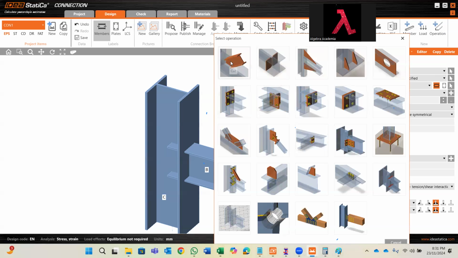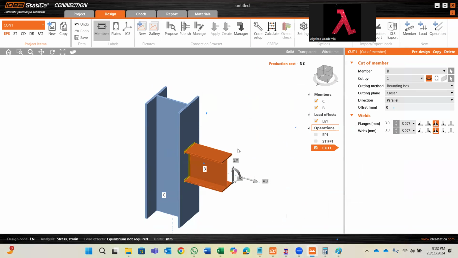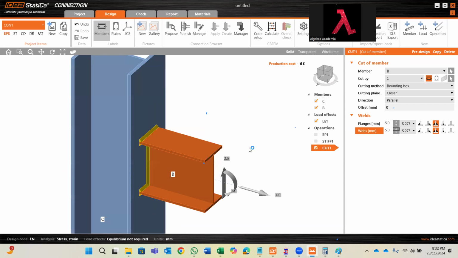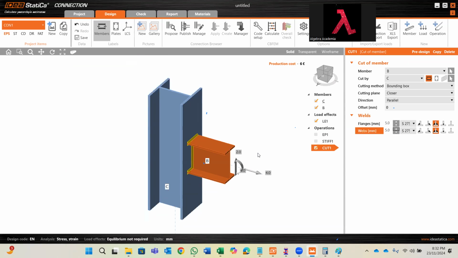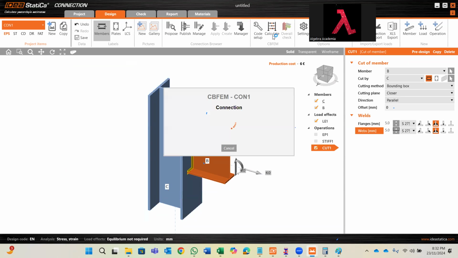This one which I'm going to cut is the extra member which has been protruding. The moment I do that, it will automatically cut and take it to the welded connection. So I'll change it to weld 5 millimeters. That's all. The forces, everything remains the same. I'm not going to do anything, so I'll directly go and do the calculation.